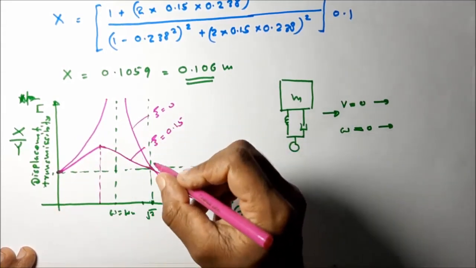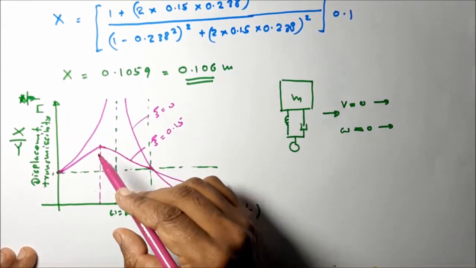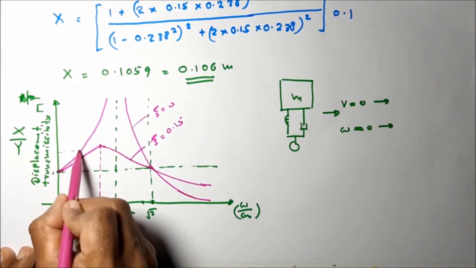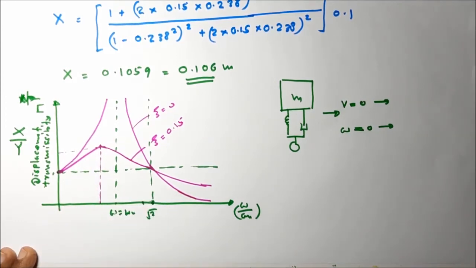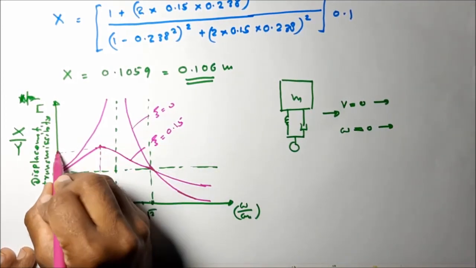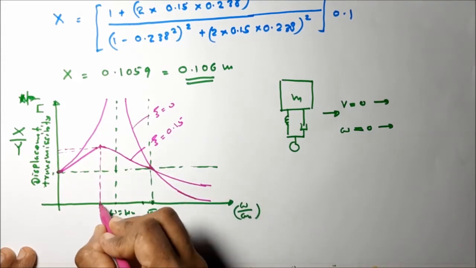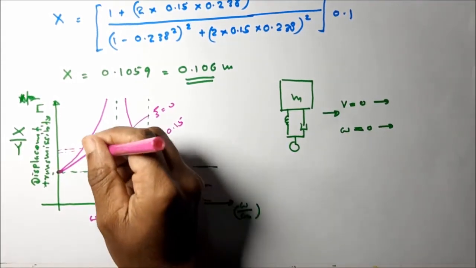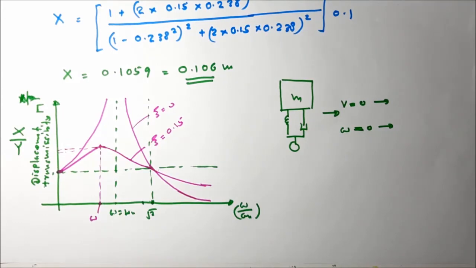Maximum displacement transmissibility occurs somewhere in here. This is the most unfavorable point, because the maximum amplitude is transmitted to the body of the vehicle in this situation. So the problem is to find this omega value, where the maximum transmissibility occurs. Let's see how to find this omega value.